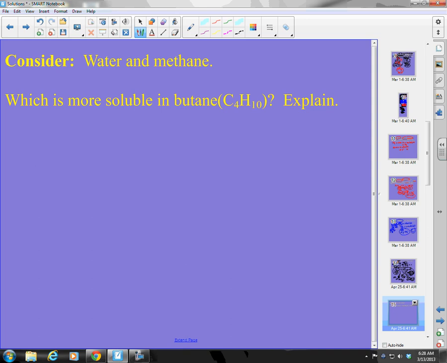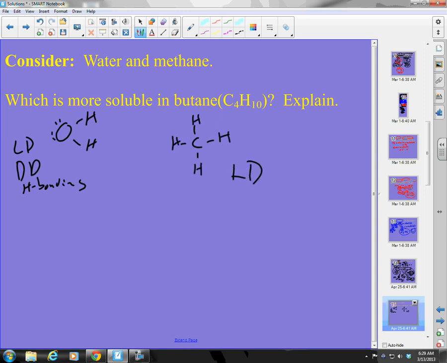Well, I have water and methane. Water looks like this, right? We just established that it has dipole, London, and hydrogen bonding. We already established that methane was tetrahedral, and so it only had London forces. Now, butane. What does this butane look like? It looks like this, right? A bunch of hydrogens around here.